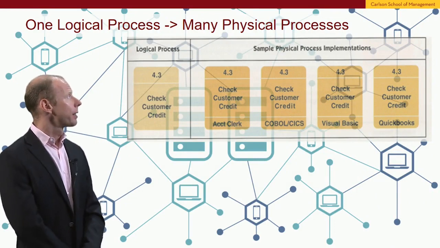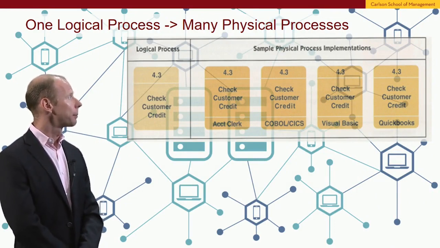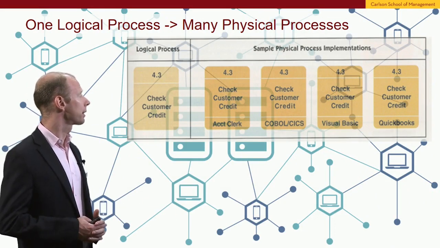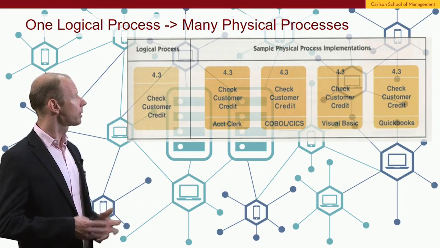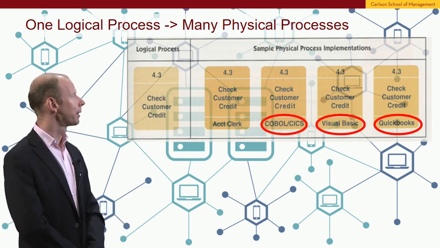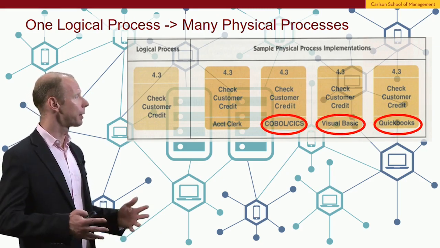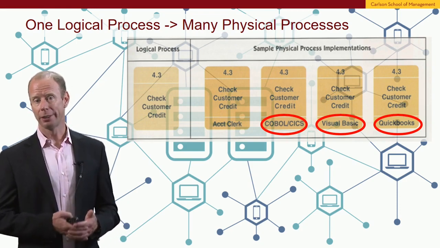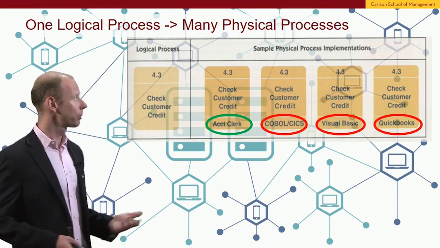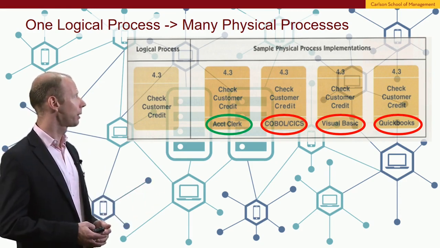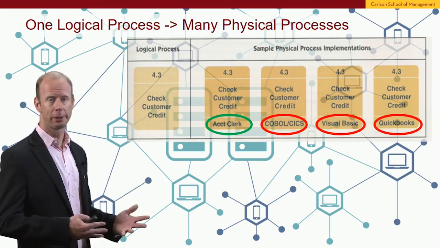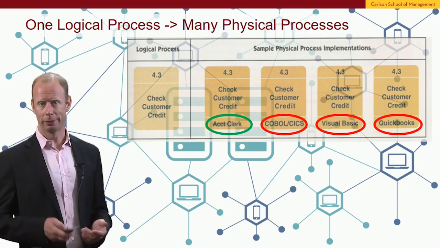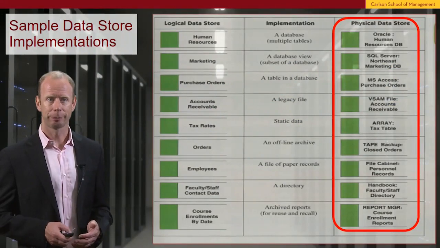One logical process might have many different physical implementations. So let's take the logical process on the left, in this case checking our customer credit. You can see we have a lot of options for how we might implement this. We could choose COBOL, Visual Basic, or external software such as QuickBooks. We don't often think about it, but we could also choose a human being. In this case, we could have the accounting clerk do the process manually if we decide that that's best. One logical process has many different physical implementation options.